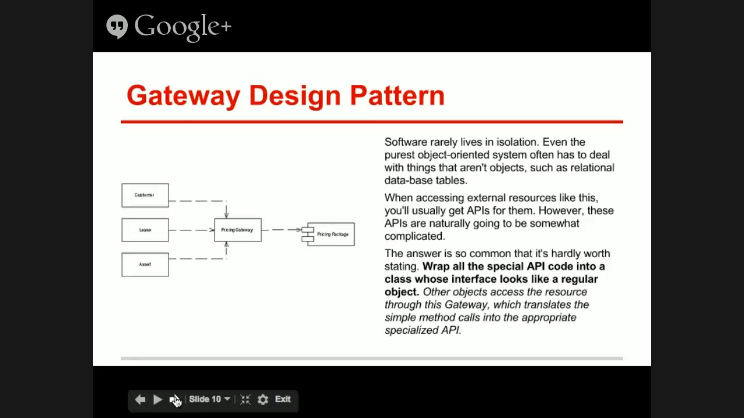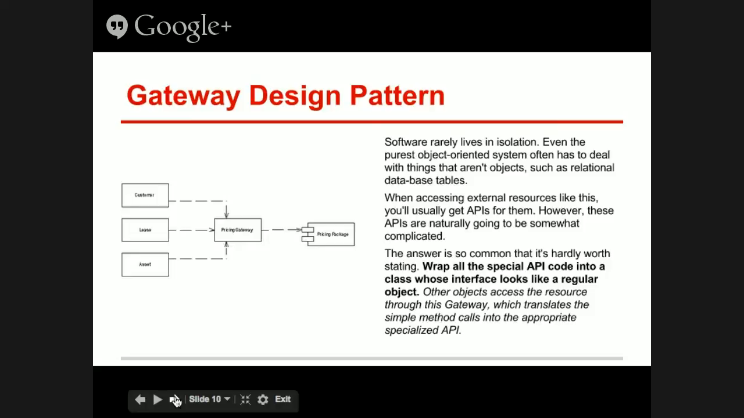Software rarely lives in isolation. Even the purest object-oriented system often has to deal with things that aren't objects, such as relational database tables. When accessing these external resources, you'll usually get an API for them. However, these APIs are naturally going to be somewhat complicated. The answer is so common that it's hardly worth stating.